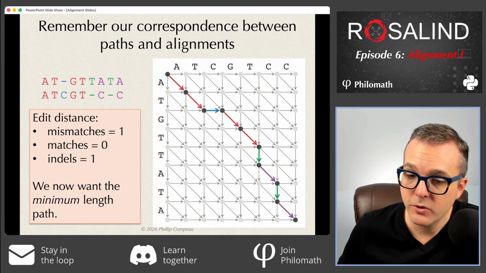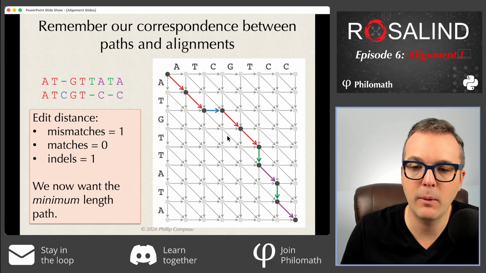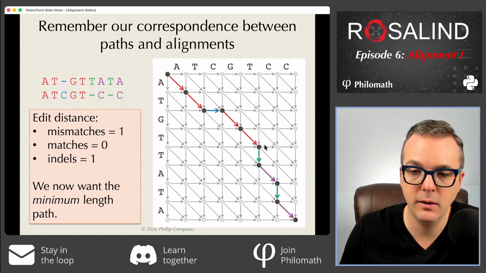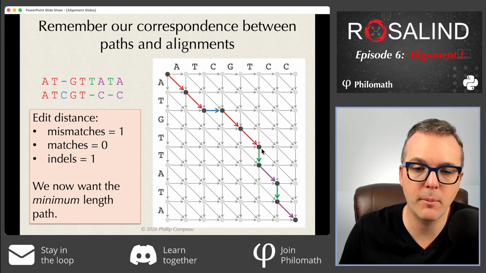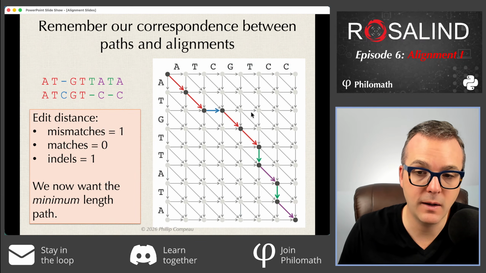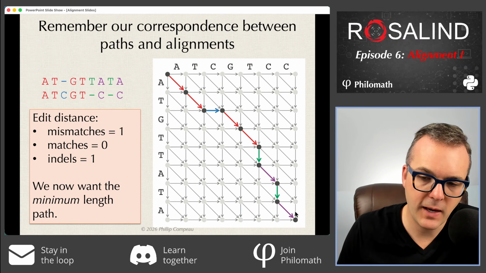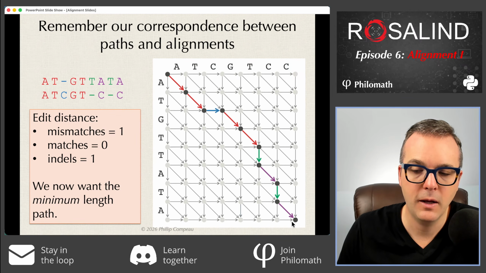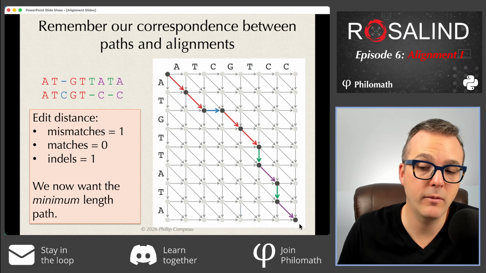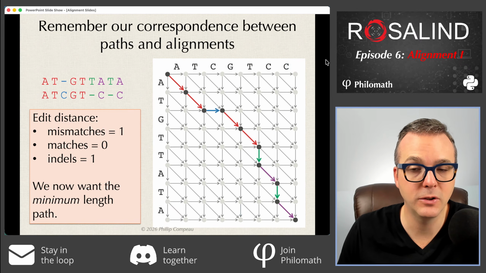We've already produced a table that would, for a given position, say what is the minimum number of edit operations required to transform the string ending at this row into the string ending at this column. And the edit distance is just the value in the bottom right, meaning what's the minimum number of edit operations required to transform string 1 into string 2.